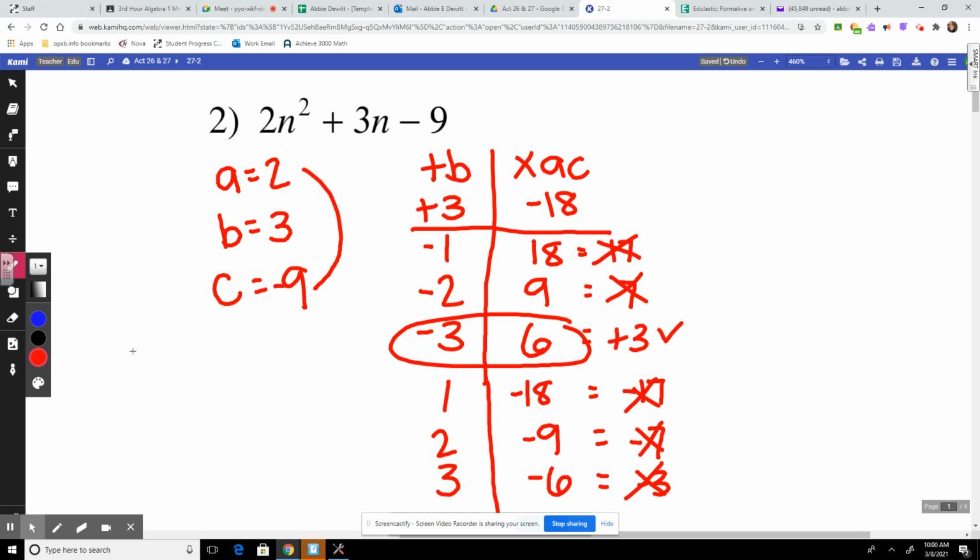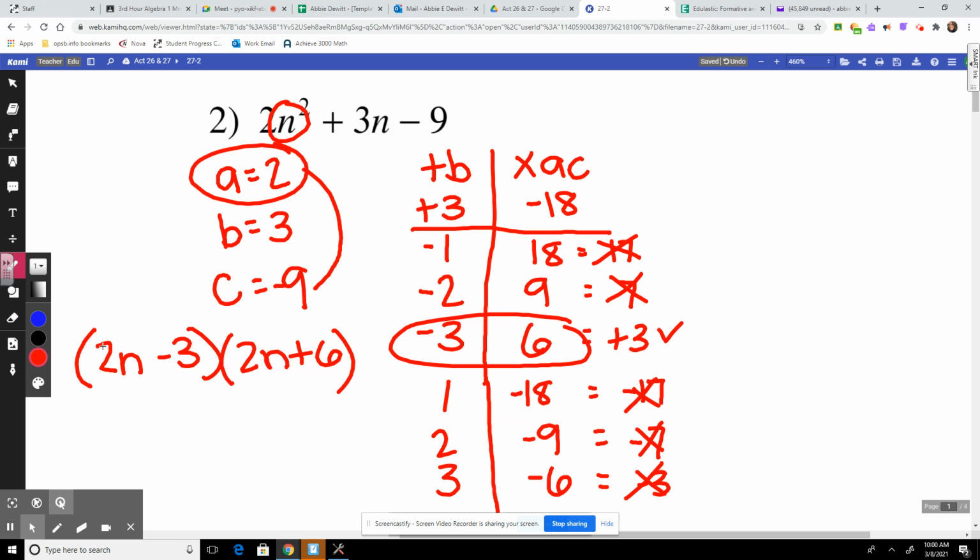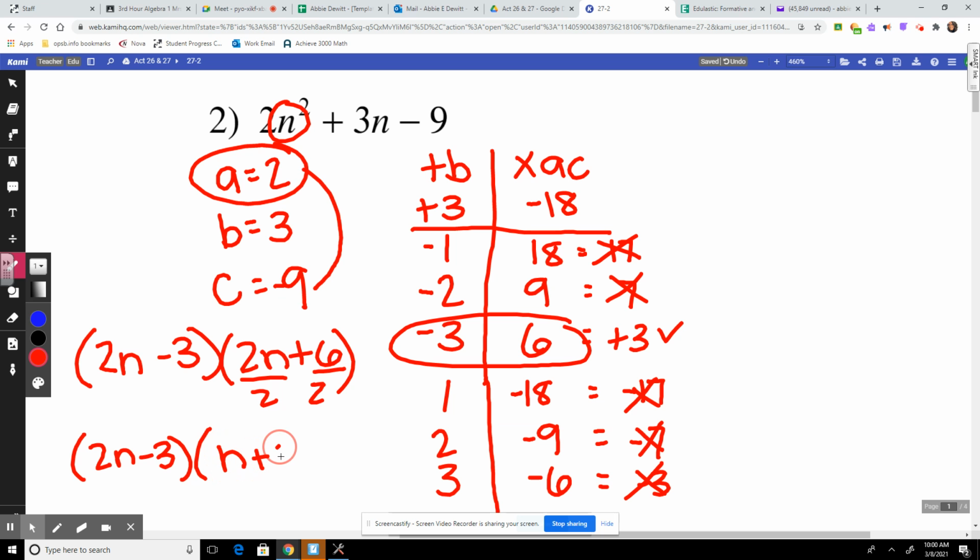So I would write my two binomials. I'm going to write them down here since I have space. A is 2, my variable is n. So 2n minus 3 and 2n plus 6. I can't simplify 2 and 3. Those are both prime. But I can simplify 2 and 6 because I can divide both terms by 2. So my final answer is going to be 2n minus 3 and n plus 3. Simplify this to 1, and then 6 divided by 2 is 3. And that's your final answer.